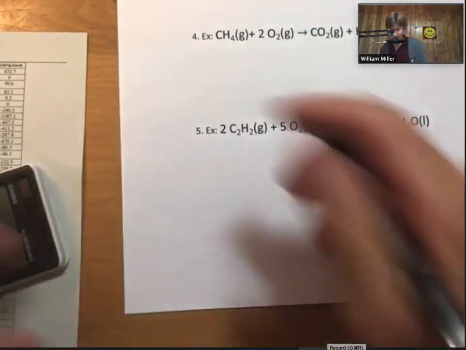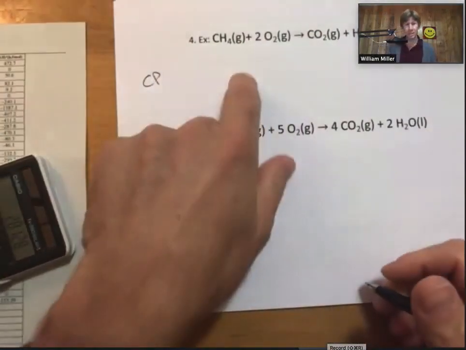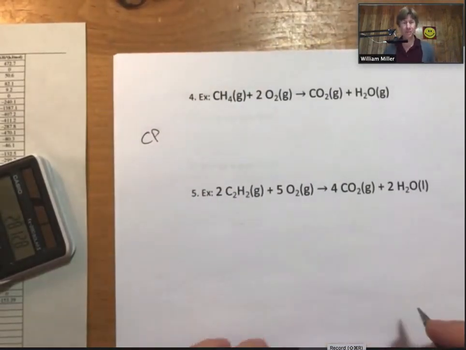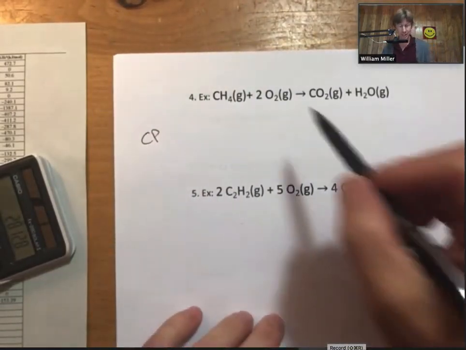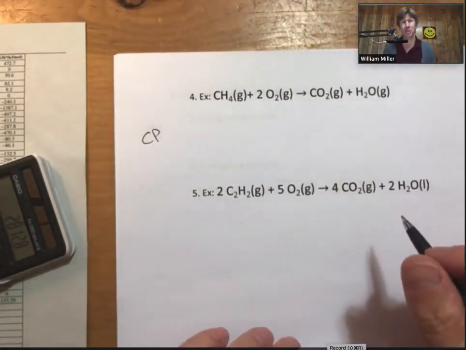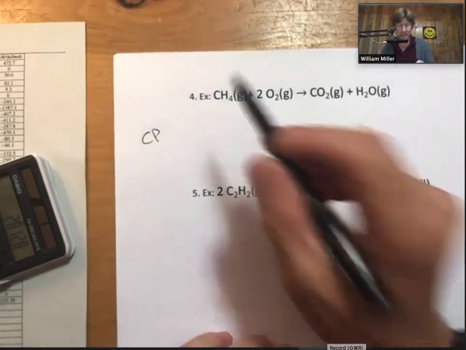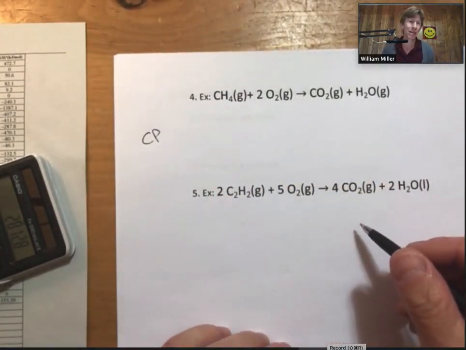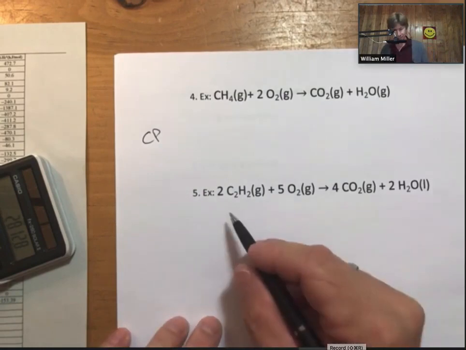All right, this first one will be a companion problem. It is a combustion reaction. Combustion reactions tend to be exothermic because they are used to create energy. CH4 is methane, also known as natural gas. So when you do this calculation, delta H reaction better be negative, and pretty negative as well. Let's do this one here.